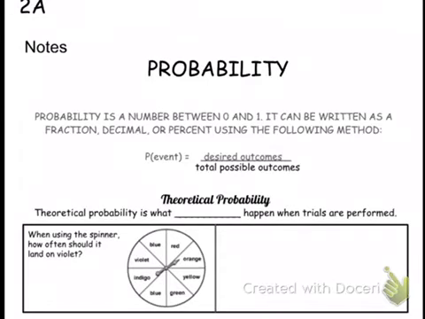Let's take a look at probability, figure out what it is, and how we can actually find it. You can see in the notes it says probability is a number between 0 and 1. That doesn't make a lot of sense unless you actually think of that as percents. Now, probability can be written as a fraction, a decimal, or a percent, but if you think about it as percents, it makes a lot more sense. Think about 0% chance of happening means it won't happen, it's impossible, and 100% chance of happening means it's definitely going to happen.